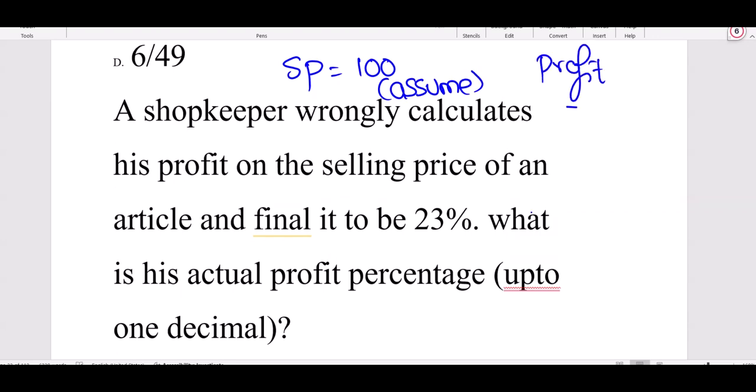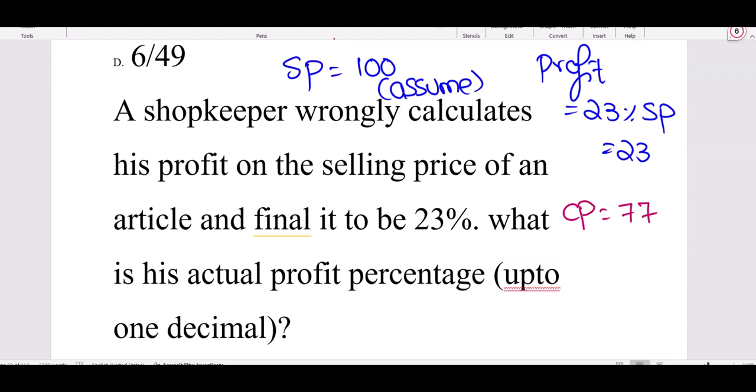This guy calculated profit on selling price. 23% means 23 divided by 100 into 100, it will give 23 only. When selling price is 100, profit is 23. What is cost price? Don't say 123. Don't kill me. What is cost price? Cost price is 77.